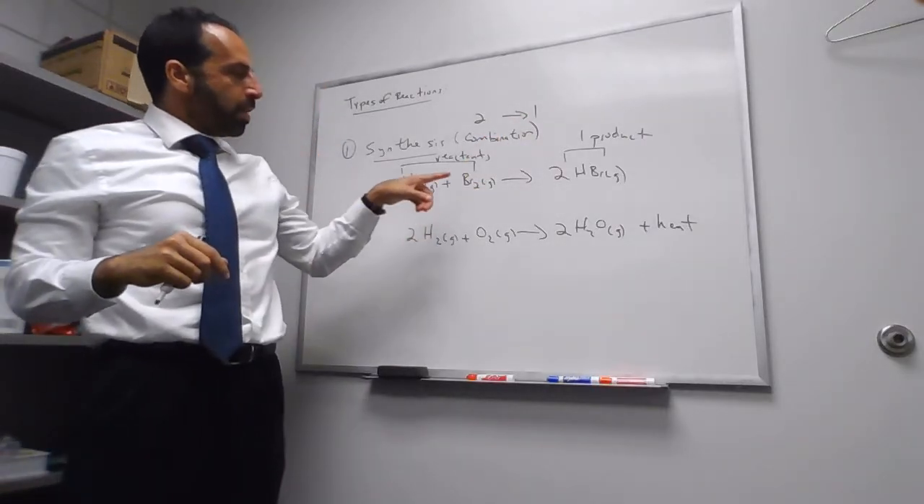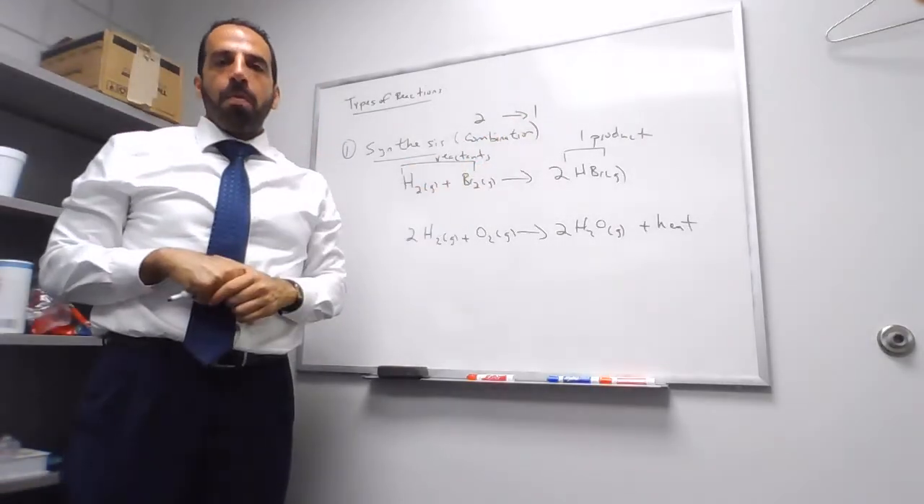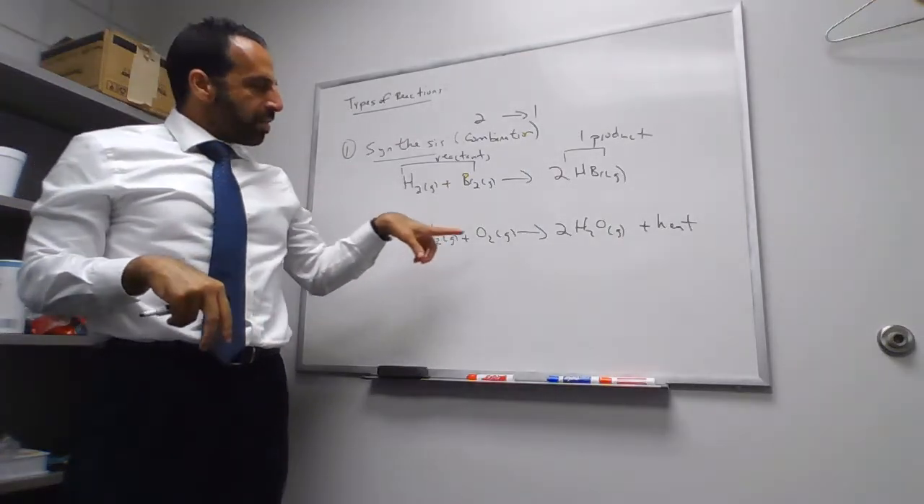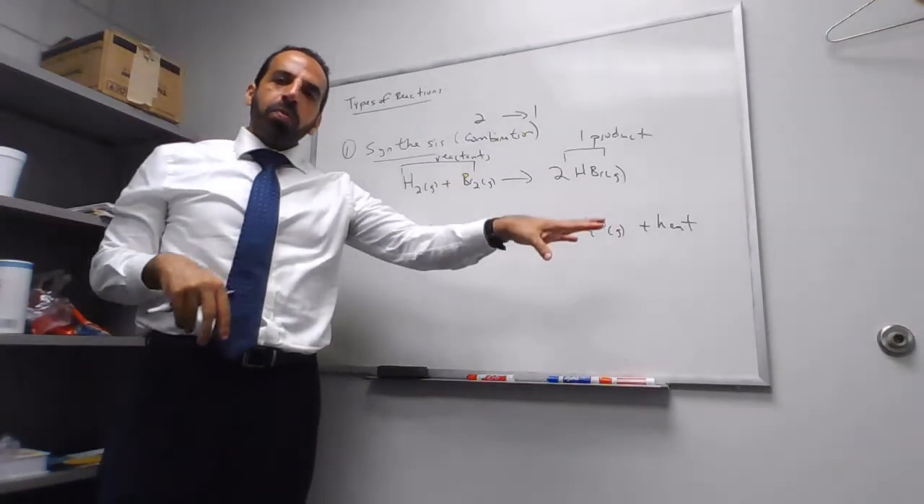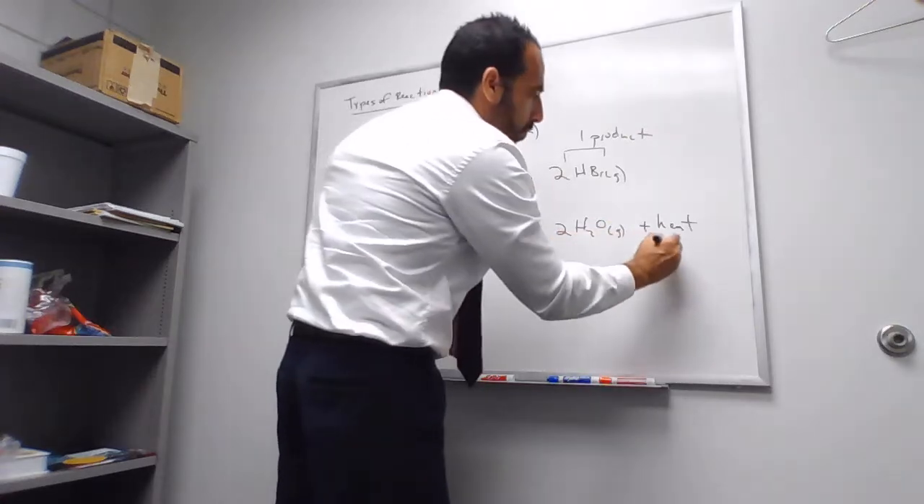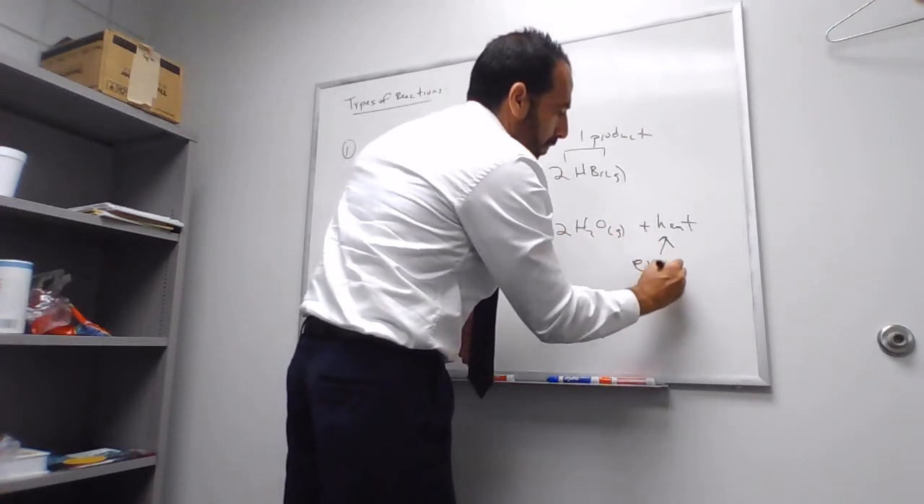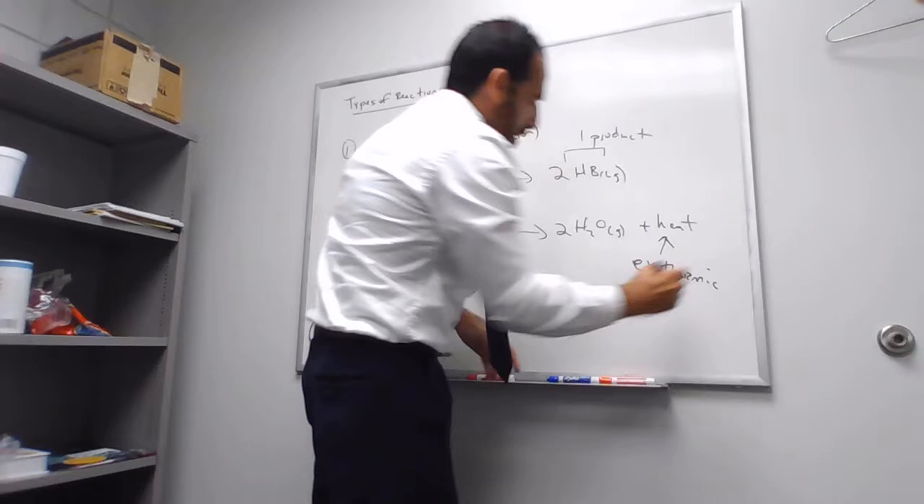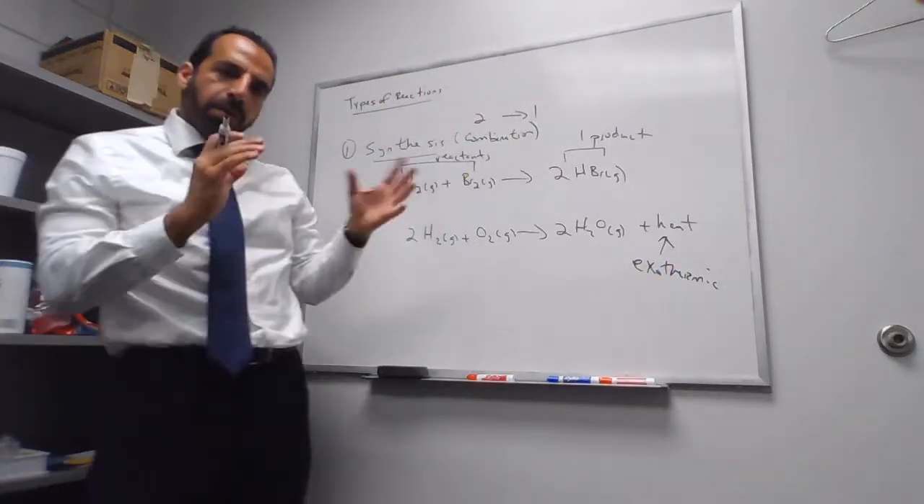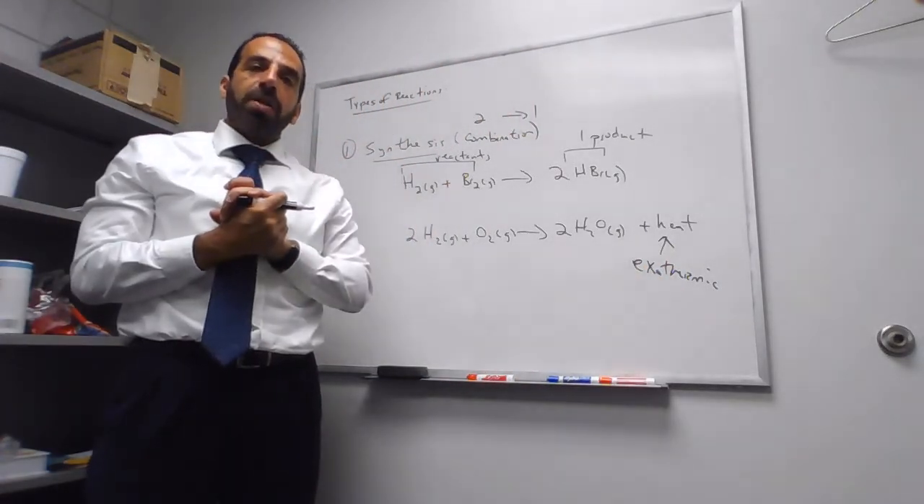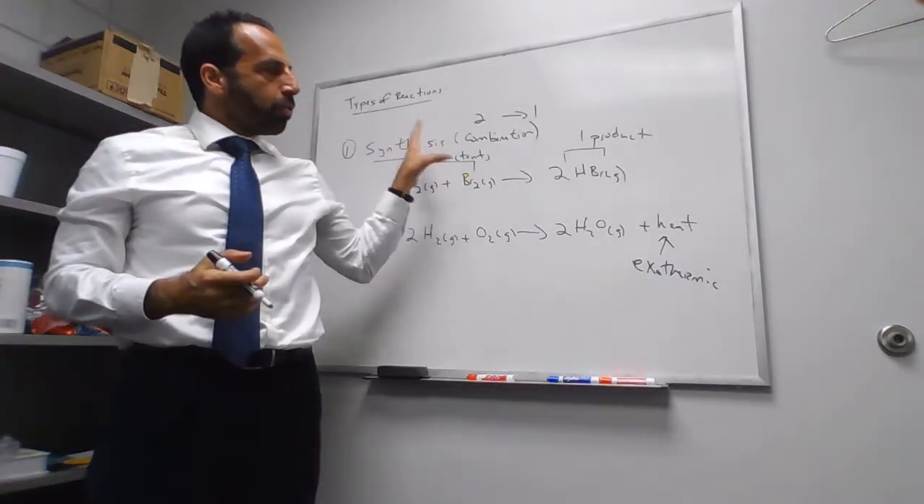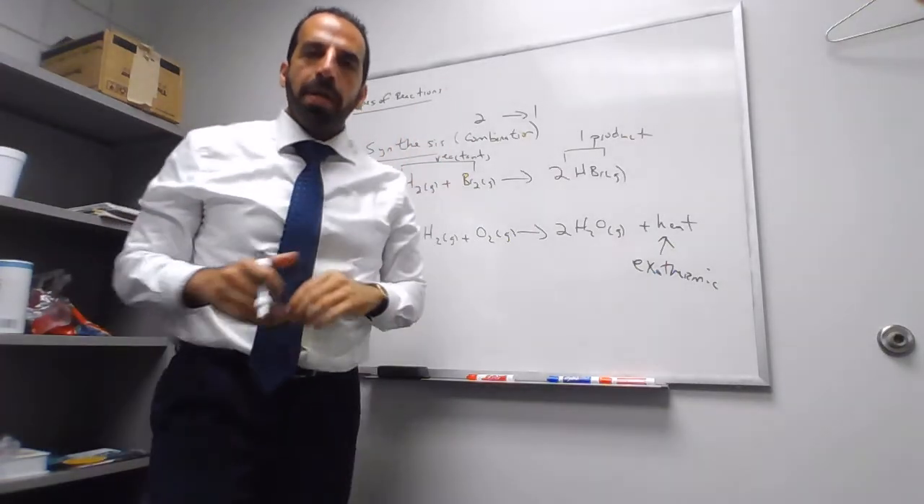Like for instance, if hydrogen gas and bromine gas combine, they'll form hydrogen bromide. Hydrogen gas and oxygen combine, they'll form water. This one gives off heat. This is actually an exothermic reaction. This is how a fuel cell works, by the way. It gives off water and gives off a lot of energy with that. So again, combination, two reactants to form one product.